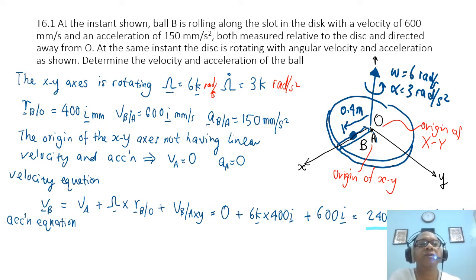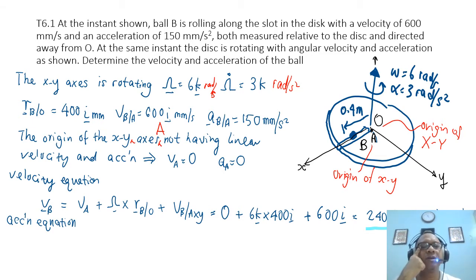i. So I know from this fact that the origin of the xy axis, i.e. point A, does not have linear velocity and acceleration. So the velocity of A and the acceleration of A equals 0.